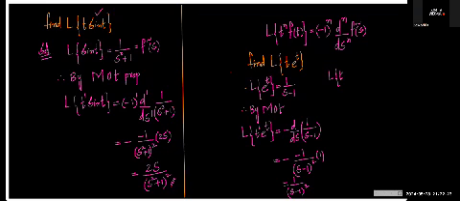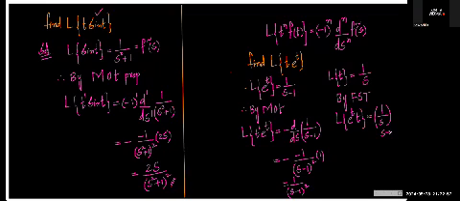That is one method. In the second method you can do it this way: first find out Laplace of t. Laplace of t is 1 by s square, sorry. Then by the first shifting theorem, Laplace of e power t into t: whenever we are multiplying with e power t, 1 by s square will change to 1 by s minus 1 whole square. Look, the answers are the same.